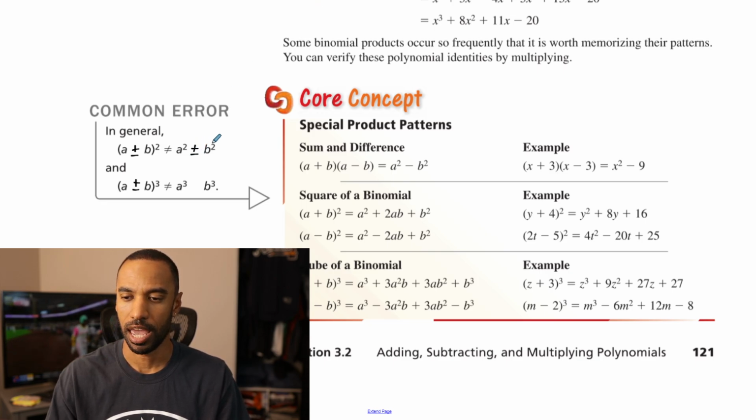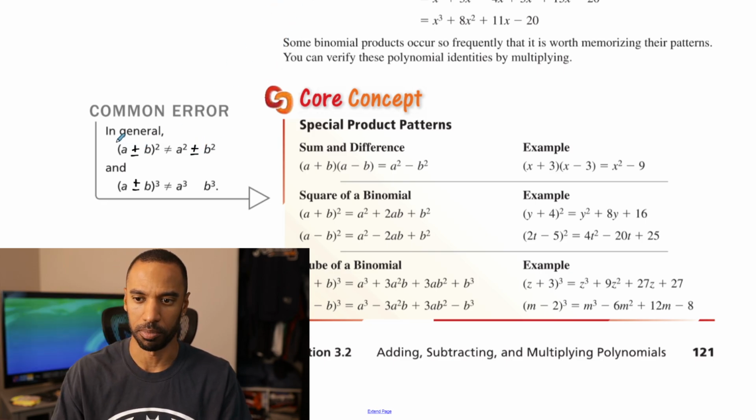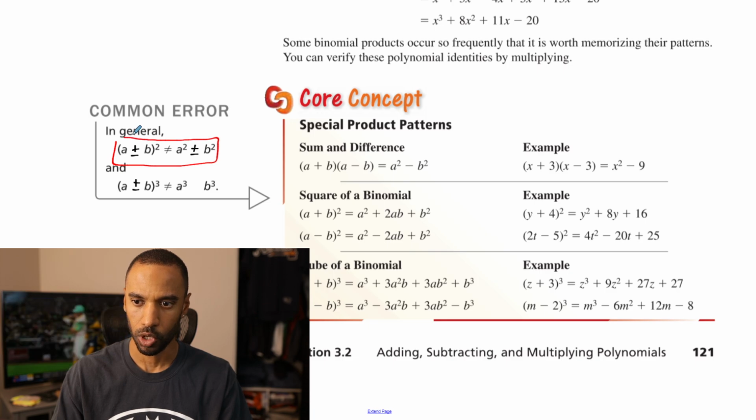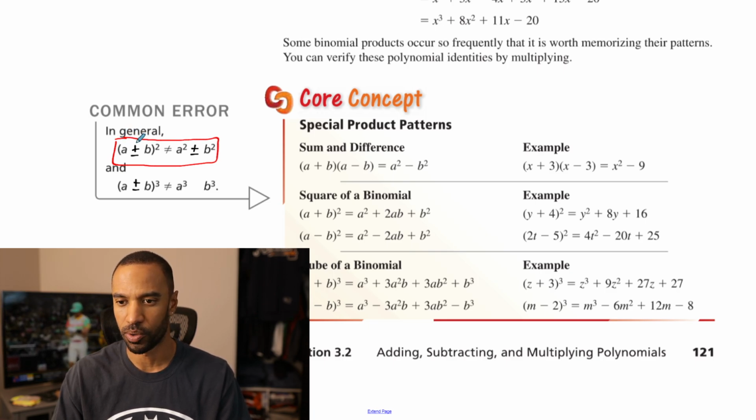In general, a plus b quantity squared doesn't equal a squared plus b squared. Or a minus b quantity squared doesn't equal a squared minus b squared.